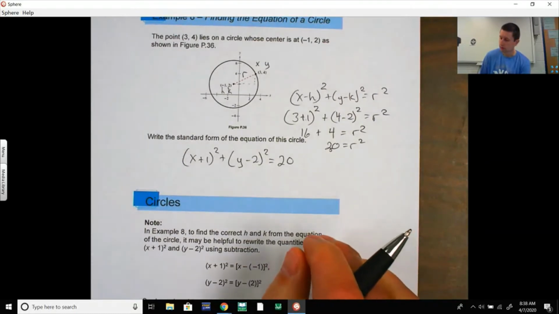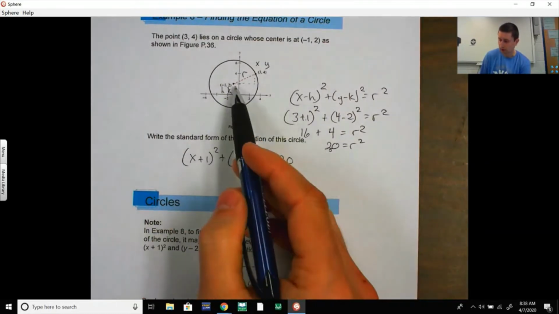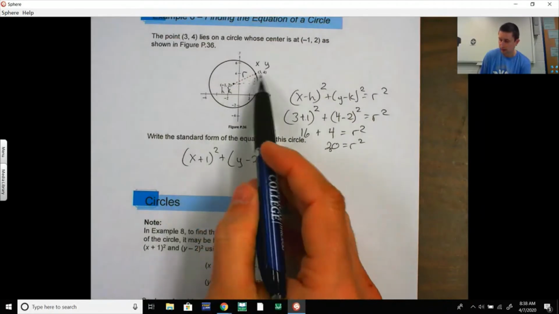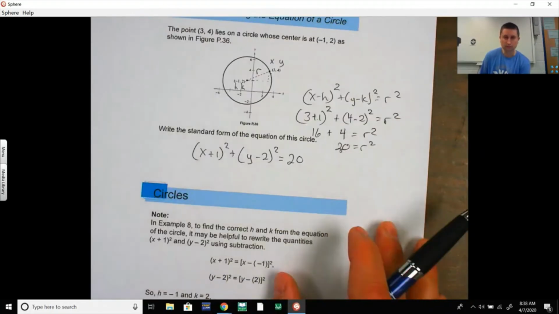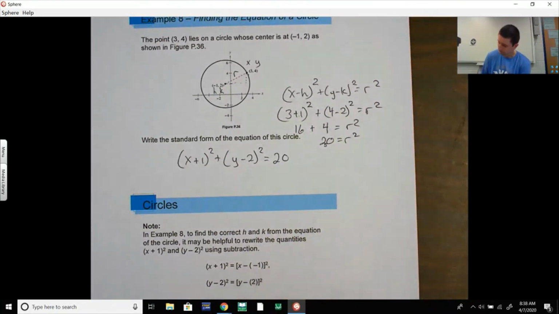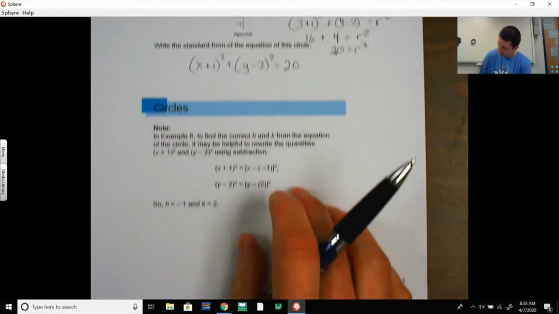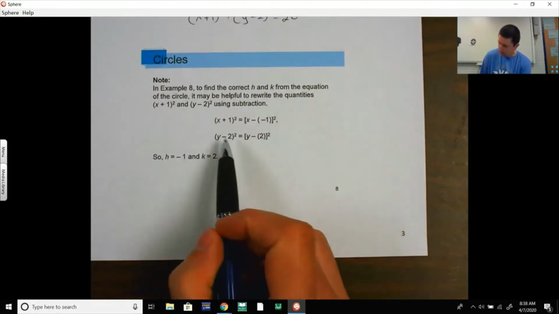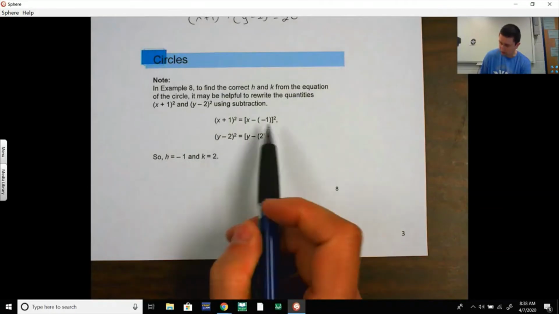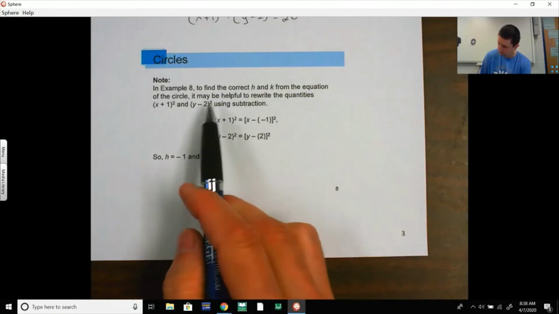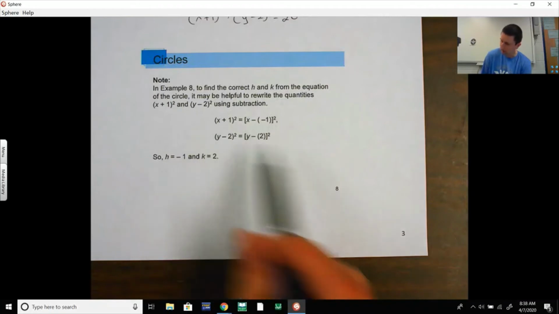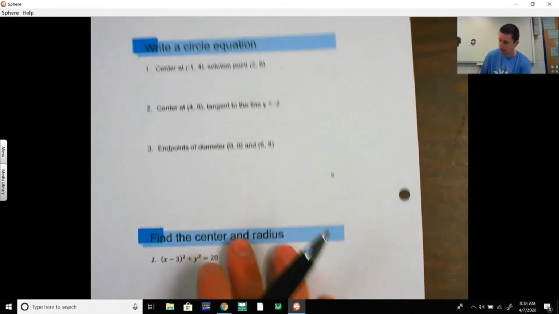And again, you can graph that and make sure that's your center, (negative 1, 2), and make sure that point (3, 4) is on the circle. The bottom is just making sure that if you subtract a negative, it becomes a plus sign. Don't worry about it, you know how to do that.